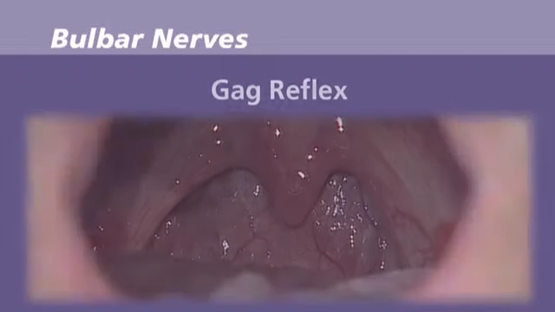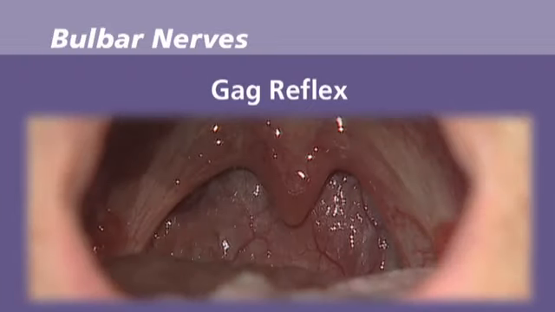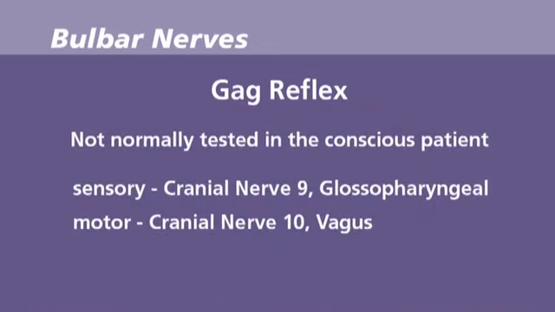The gag reflex is elicited by gently touching the posterior pharyngeal wall on each side and results in a gag response. It is uncomfortable and not usually tested in the conscious patient. It requires both cranial nerves 9 and 10 for afferent and efferent roles respectively.